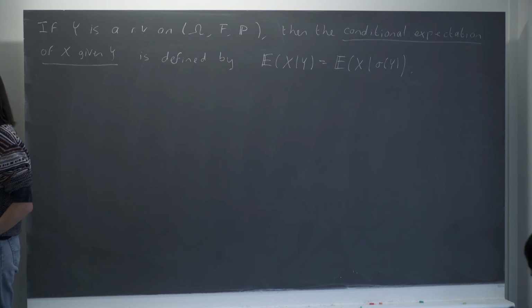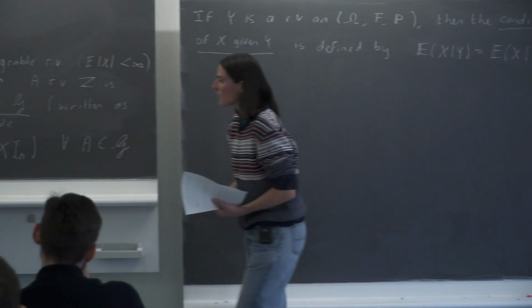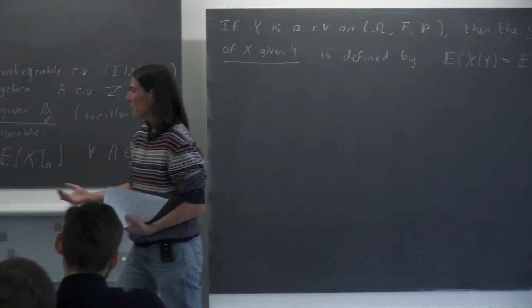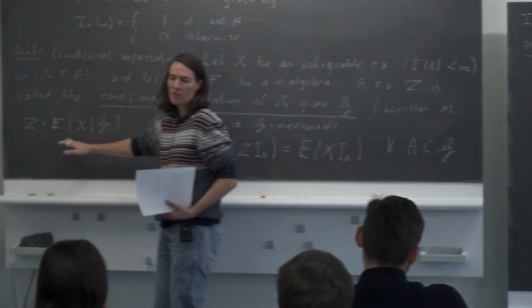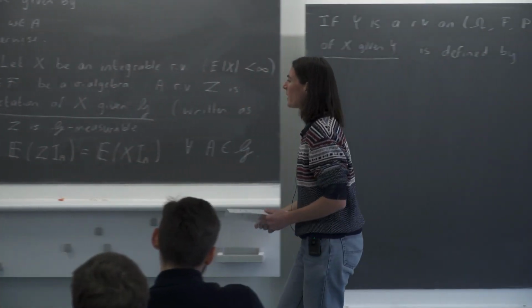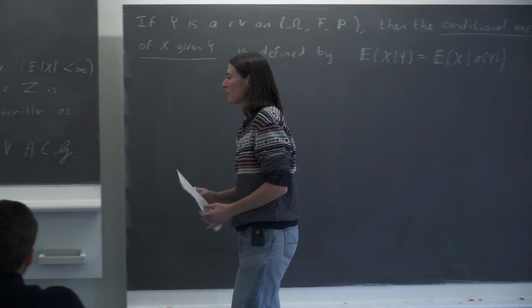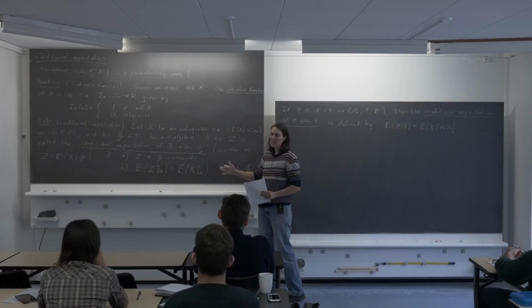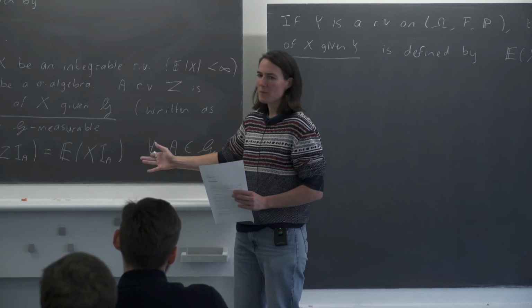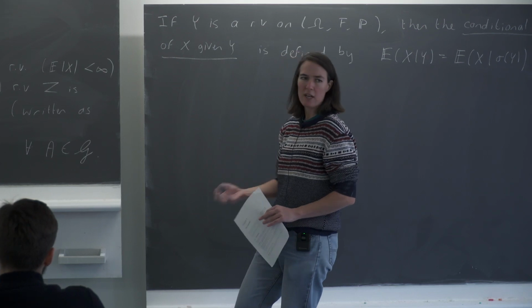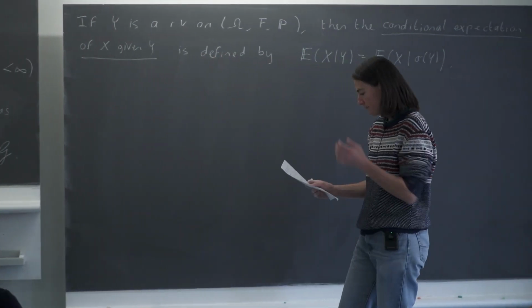I take my guess. Is my guess G-measurable? Does this property hold? Yes, I guessed correctly. But it doesn't tell me how to actually go about constructing this. And that's what makes it quite a difficult thing to get your head around, because it's a very indirect definition. There's a set of properties that is satisfied by conditional expectation, but it gives you no idea at all how to actually go about constructing it.